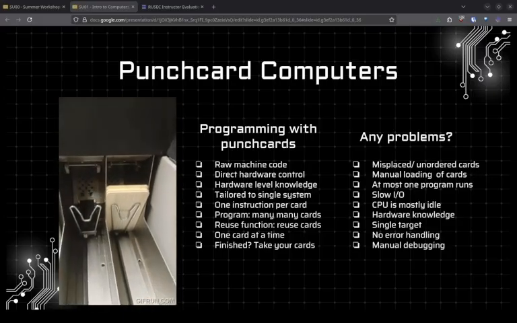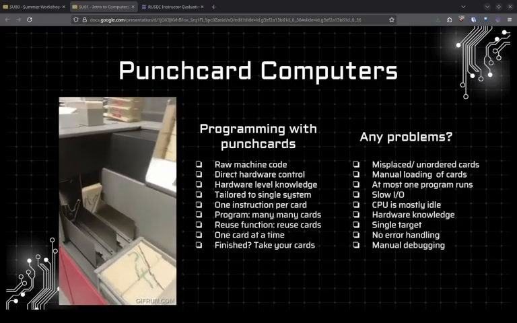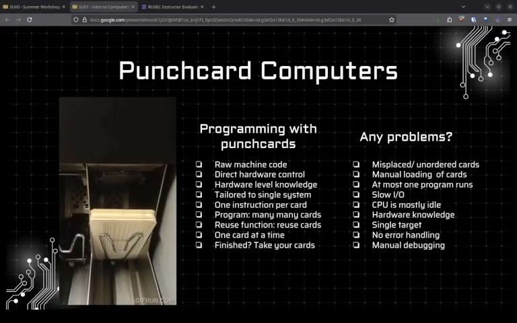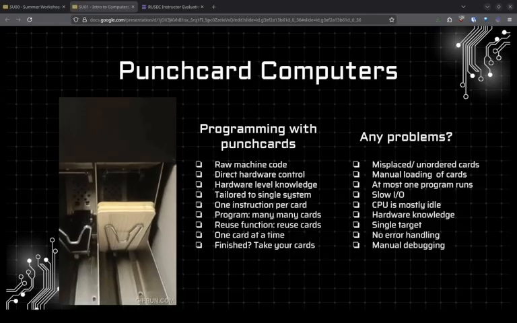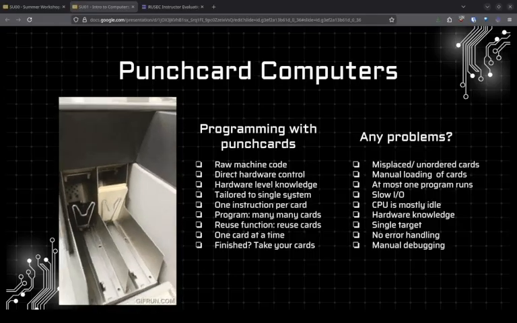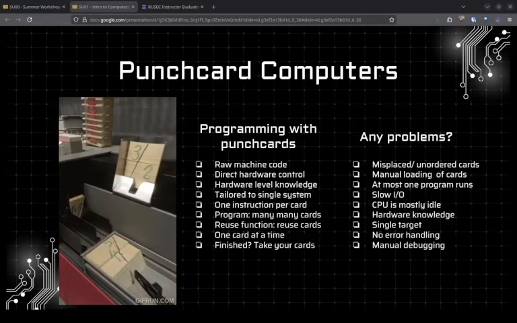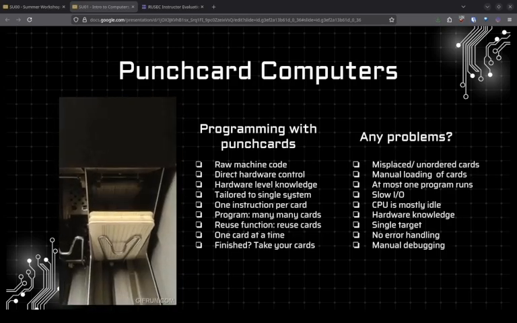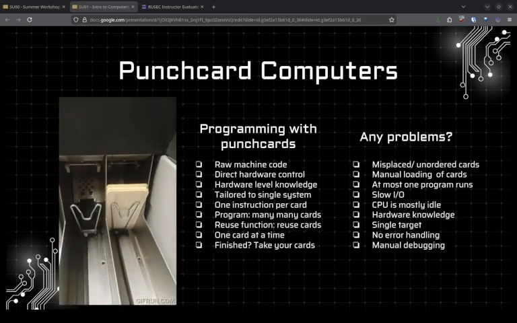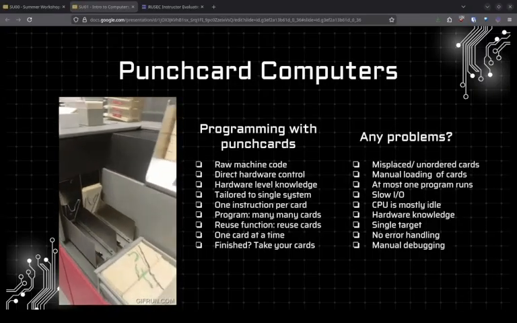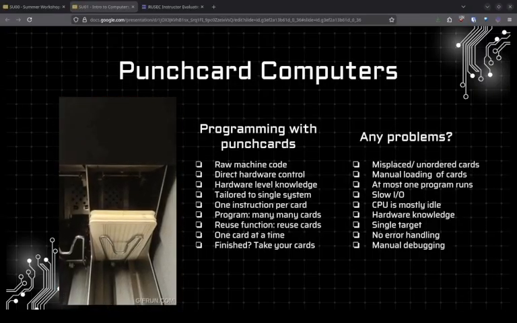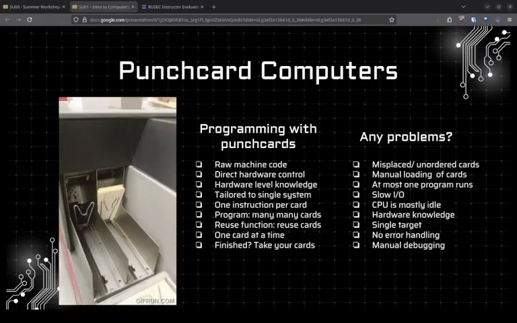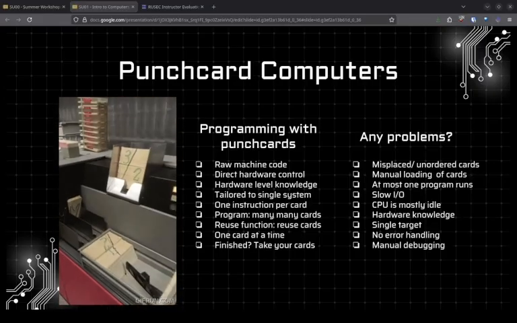Each machine code instruction was punched and labeled on a single punch card. And if you wanted an entire program, you needed many cards. In the GIF here, you can see a giant stack of punch cards. That is one of the programs. I know that the program that sent humanity to the moon was well over 100,000 punch cards. So it adds up pretty quickly.